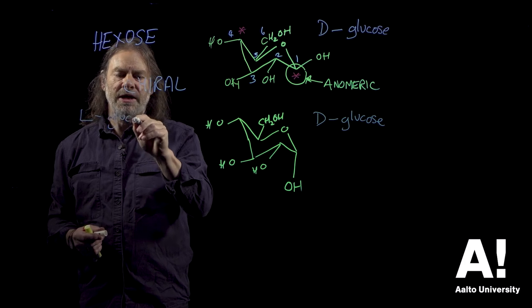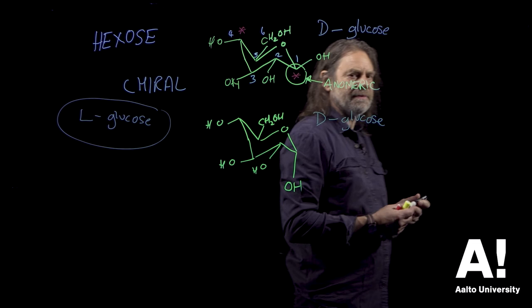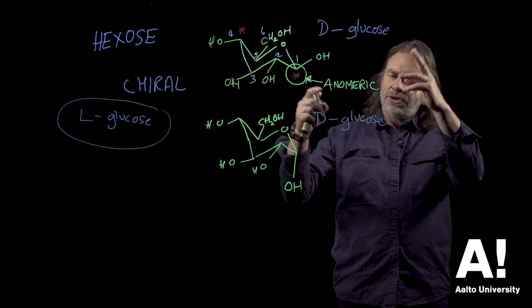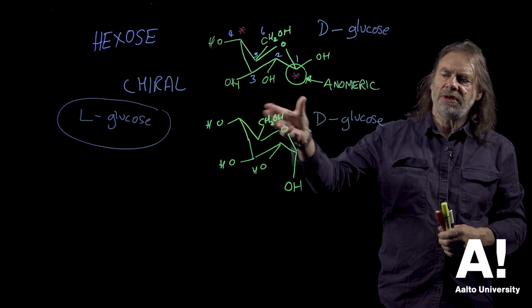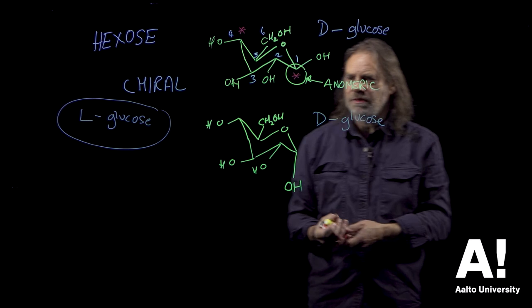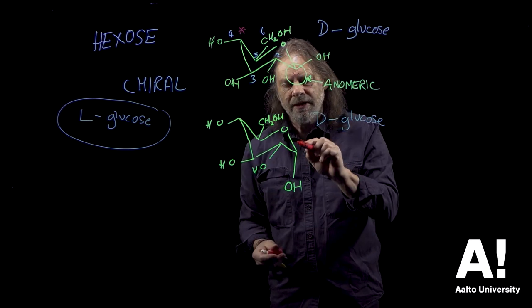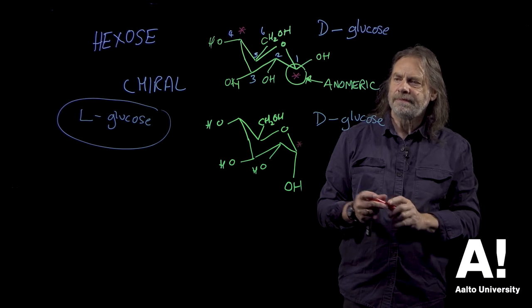We don't get that in nature. It doesn't exist. So if we want that, we have to make it. Most sugars have this D configuration, and this is just something to do with the way it rotates polarized light. It's not something we need to concern ourselves about. What we're concerned about is what's happening here at this anomeric carbon center.